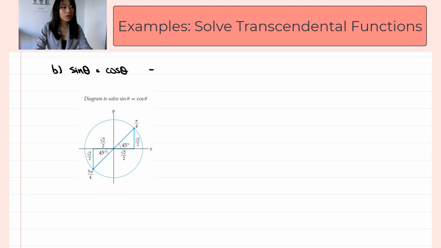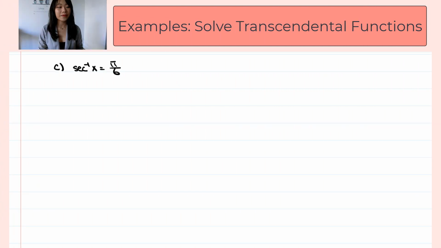So I can express the solution as follows. Theta could be pi over 4 plus some integer times pi, where n is an integer. So it could be 0, plus or minus 1, plus or minus 2, and so on. As long as the terminal edge always aligns with this line, then theta would be the solution to this equation.